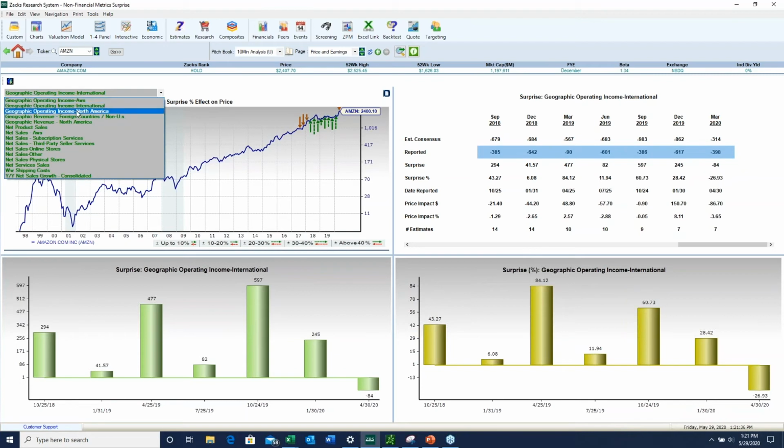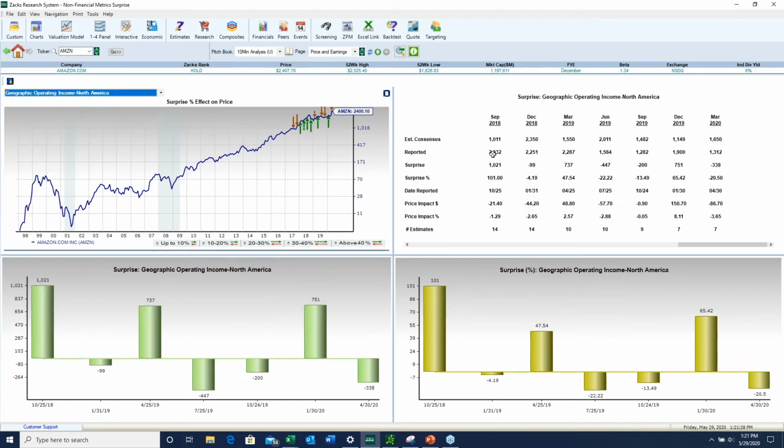And if I switch over here to North America, you can see here that it's gone from about $2 billion, and actually it's gone down to $1.3 billion. So you can see here that essentially their retail businesses in North America have actually gone down in operating income from 2 billion to 1.3.